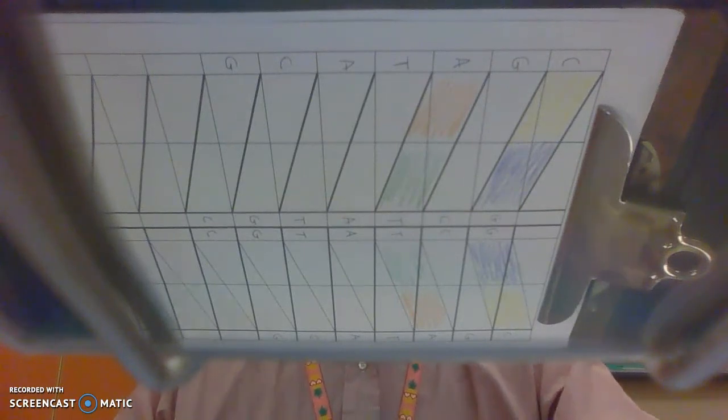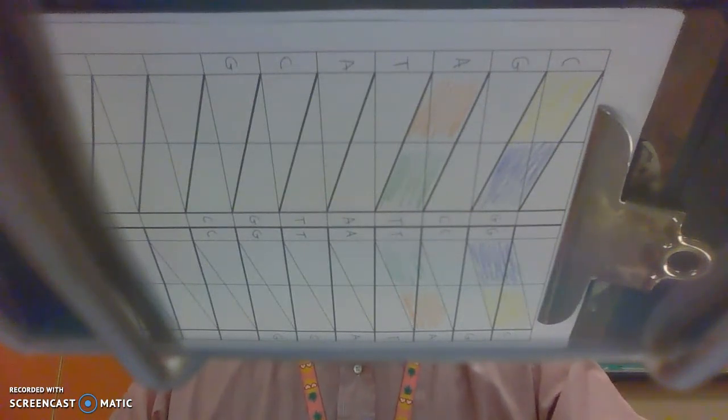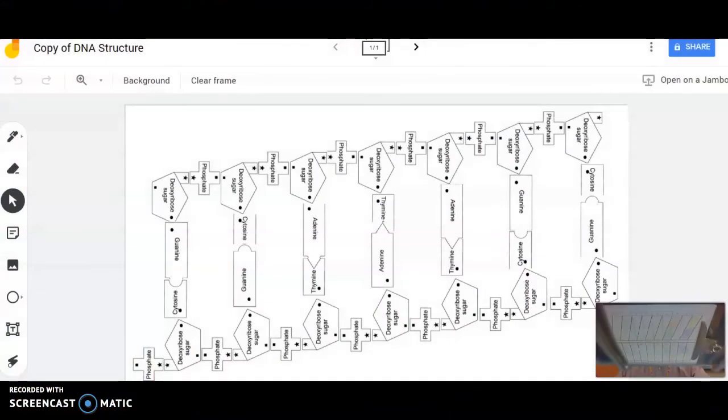When you've got it colored and all filled in, then you're going to watch a separate video that will show you how to fold it into a 3-dimensional model of DNA. So once you get through question number 9, follow those directions for lettering and coloring your template, and you can move on to the folding part.